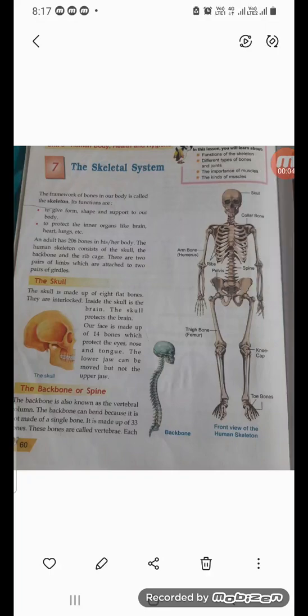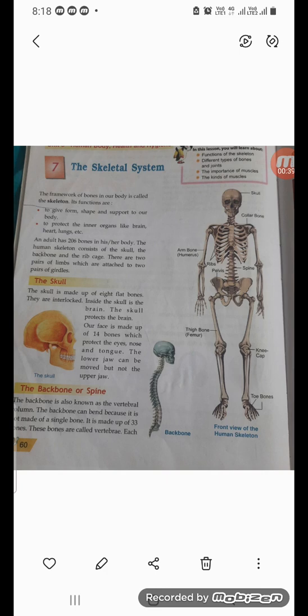Today I'm going to re-explain the chapter, the skeletal system. This chapter is a little bit bigger because I've already explained it, so I'm not going to go for a very detailed explanation. In this lesson, children, you will learn about the importance of the skeletal system. What importance is the skeletal system in our body? We will come to know the skull, the backbone, and the rib cage. These are all in the skeletal system. The function of each will be explained to you in short.